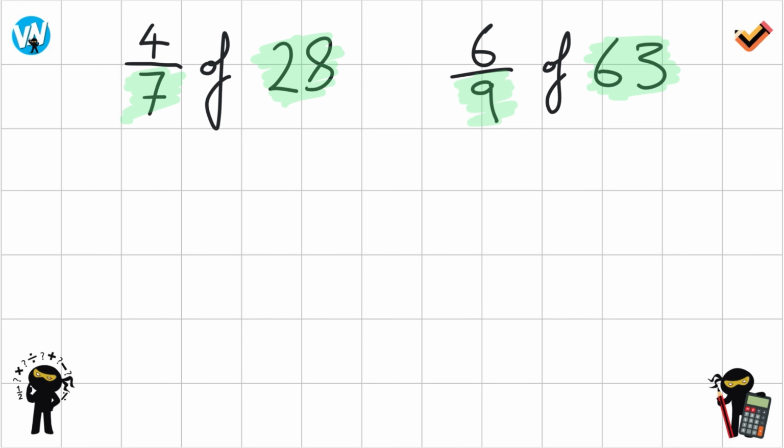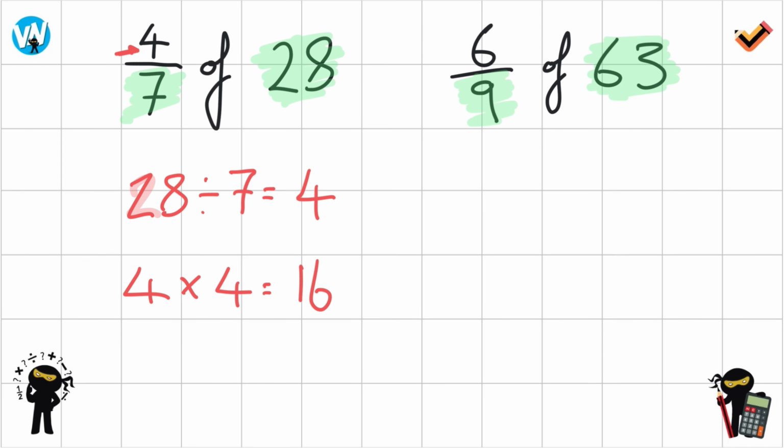So again, quite quickly this time, I'm going to do 28. Always do that. 28 divided by 7, which we know to be 4. Very, very simple. 7, 14, 21, 28, 4 times. And then I'm going to do 4 times the numerator, which is up here, which is also 4. So 4 times 4 is 16.